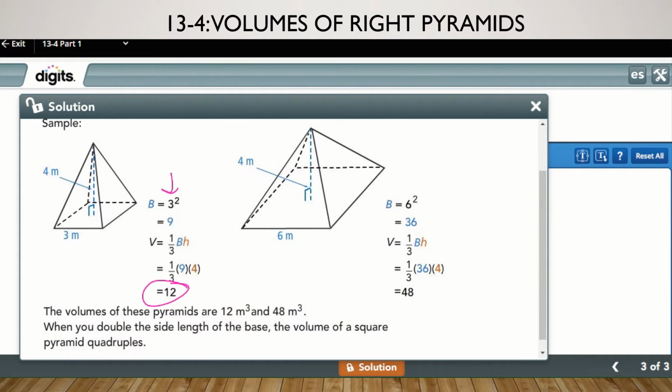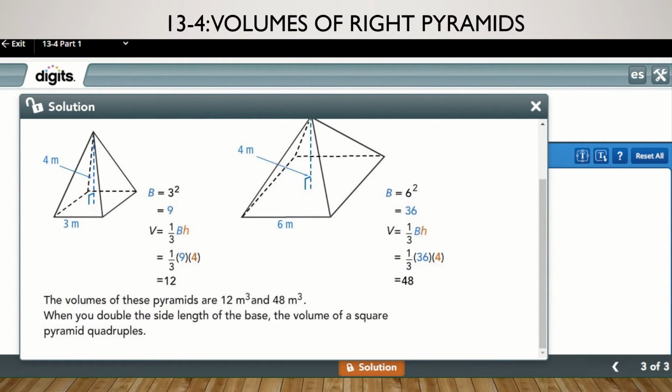Now, if we double that, and instead of using 3 for the side length, we use 6, then let's look here. The volume will be 48. Notice the heights are still the same. We're not changing the heights. We're just doubling the side length. So here, the volume of these pyramids are 12 meters cubed and 48 meters cubed. When you double the side length of the base, the volume of a square pyramid quadruples.